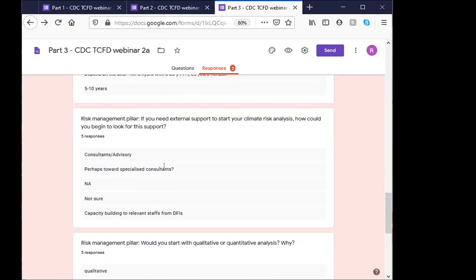And the next risk management pillar question we asked is around, if you do need external support, how can you start to look for that? We do have firms here listing out consultants and advisory. One of the recommendations we wanted to make here is to go ahead and do a screen of providers out there. There are a lot of specialist advisors on physical and transition risk. You will need different advisors for each of those, to be clear.